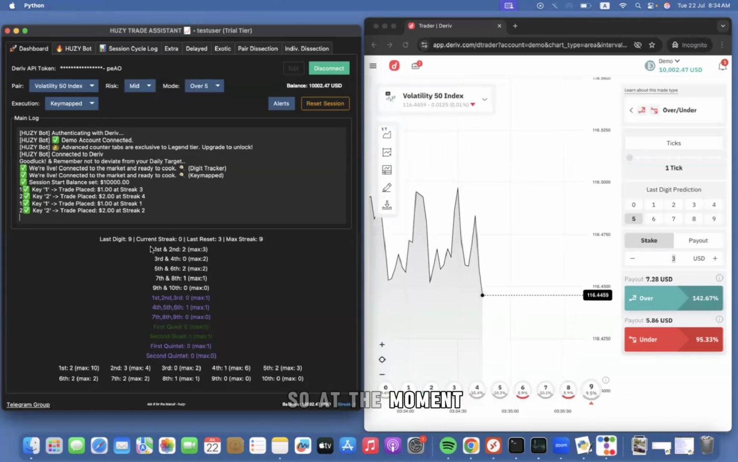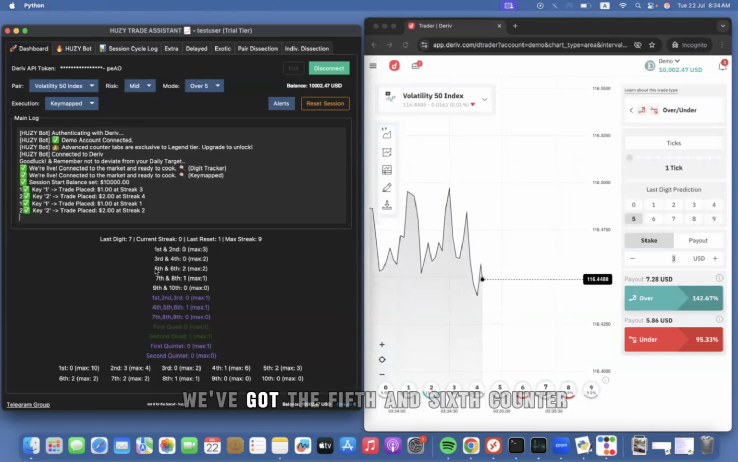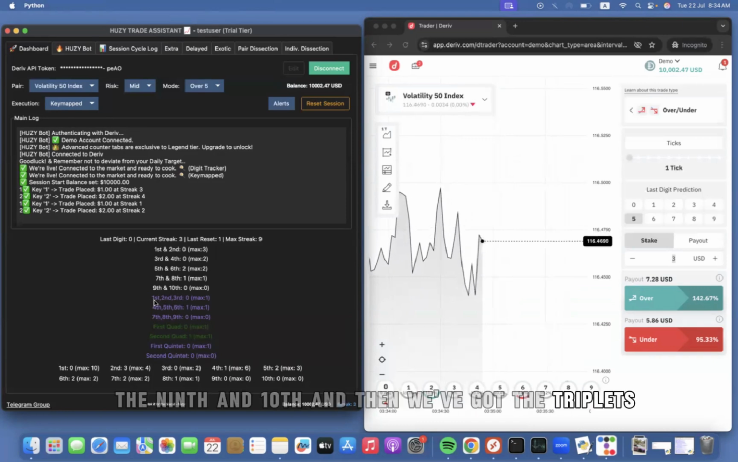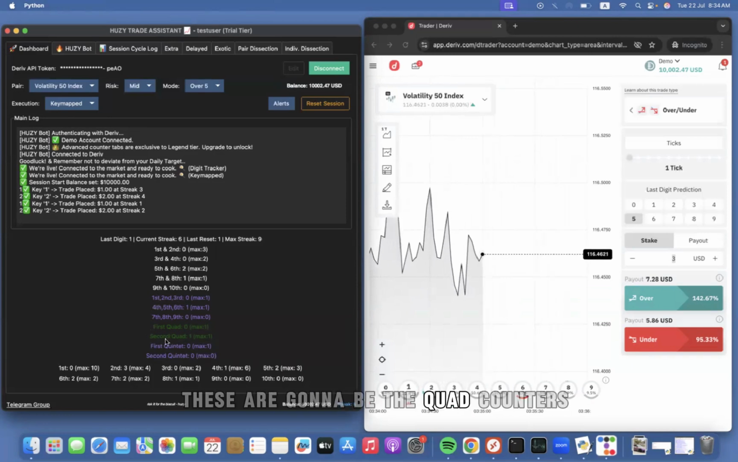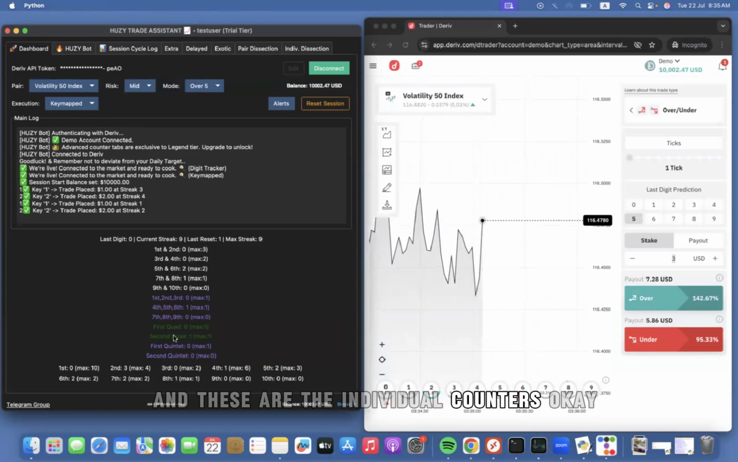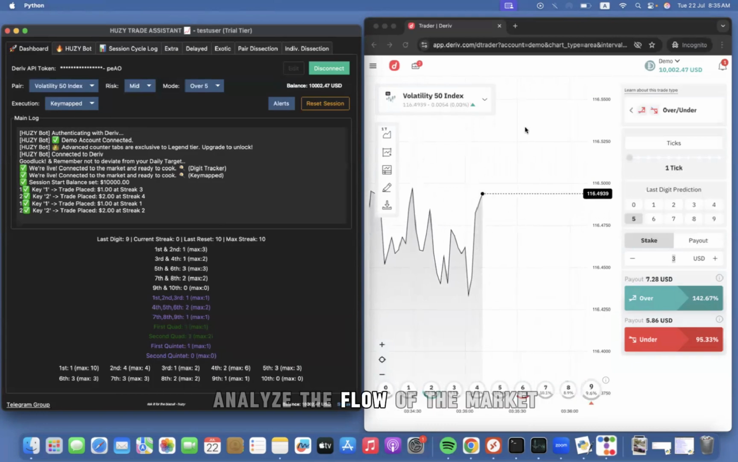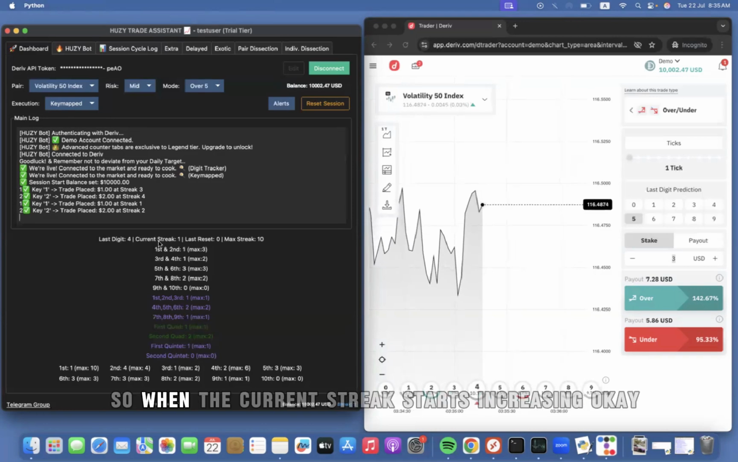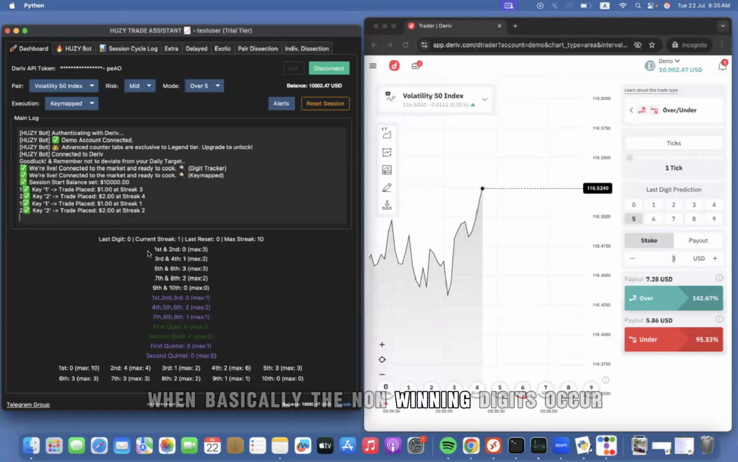Okay, so at the moment you can see we have the first and second counter, we've got the third and fourth counter, the fifth and sixth counter, the seventh and eighth, the ninth and tenth, and then we've got the triplets. You can call them pair counters, you can call them triplet counters. These are going to be the quad counters, the quintet counters, and these are the individual counters. Okay, so let me explain how they work and how you can analyze the flow of the market and use it to your benefit.